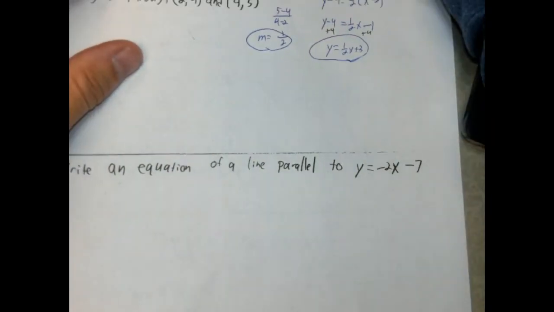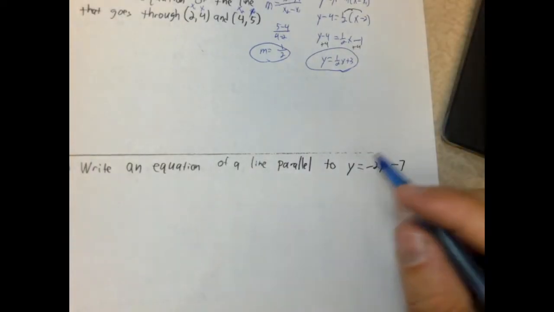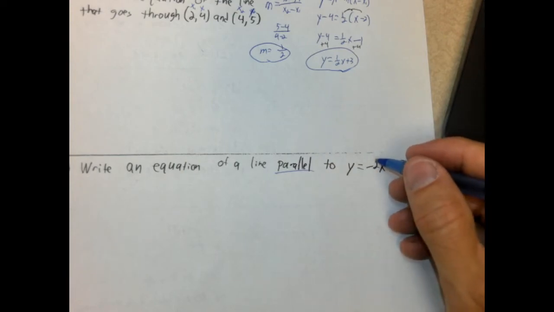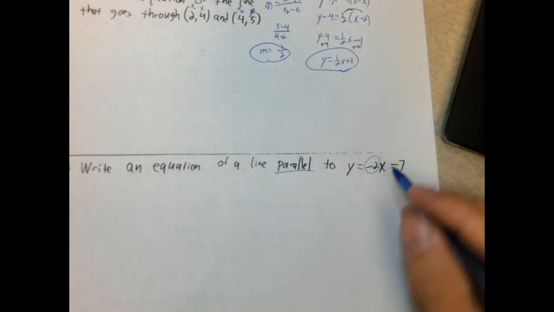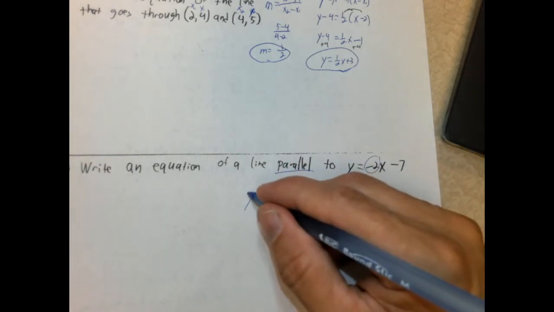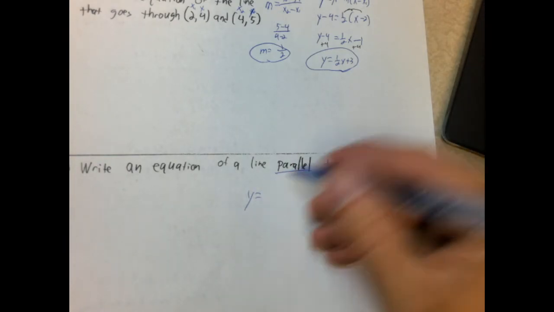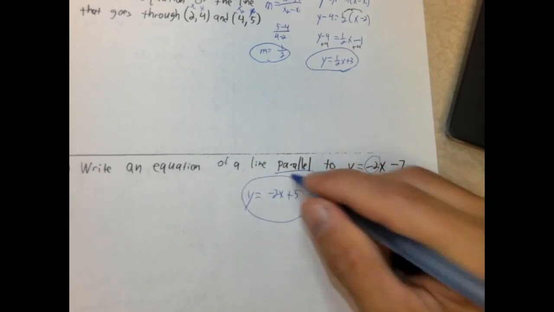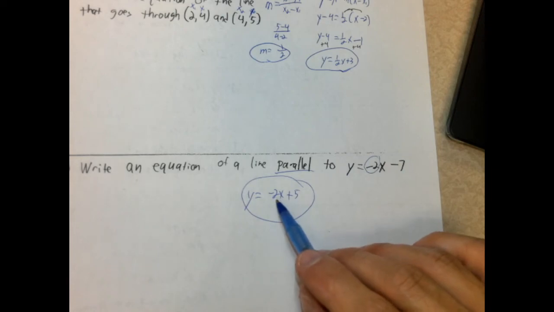All right. And the last one, there's really an infinite amount of answers you could have for this. Write an equation of a line parallel to y equals negative 2x minus 7. So parallel is the important part. That means the two lines need to have the same rate of change, which in this case is negative 2. So you can write any line you want, so long as the rate of change is negative 2. So I'm just going to go negative 2x plus 5. But again, any equation would be fine so long as the rate of change is negative 2.